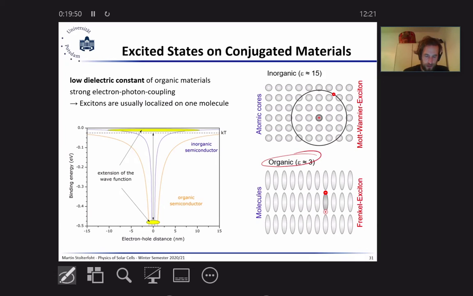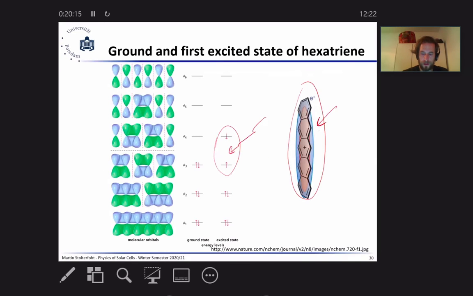This is shown here: how far this exciton extends. In inorganic semiconductors, the exciton is much larger. In inorganics, it is called a Wannier exciton, and in organics, a Frenkel exciton. Sorry.